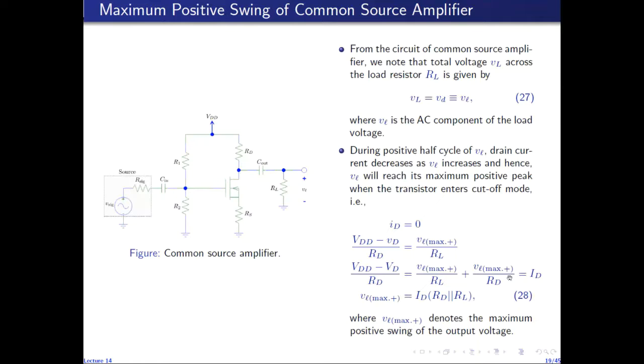So we take the AC component to the other side, and then we realize that VDD minus VD over RD is the DC current flowing through RD, which is the same as the drain current, because at DC, when the capacitor is open circuited, the current through RD is the same as the drain current. So we replace this expression with ID, and 1 over RL plus 1 over RD, when taken to the other side, becomes RD in parallel with RL, because 1 over RL plus 1 over RD whole inverse is RD in parallel with RL. So VL maximum positive is given by ID times RD in parallel with RL.